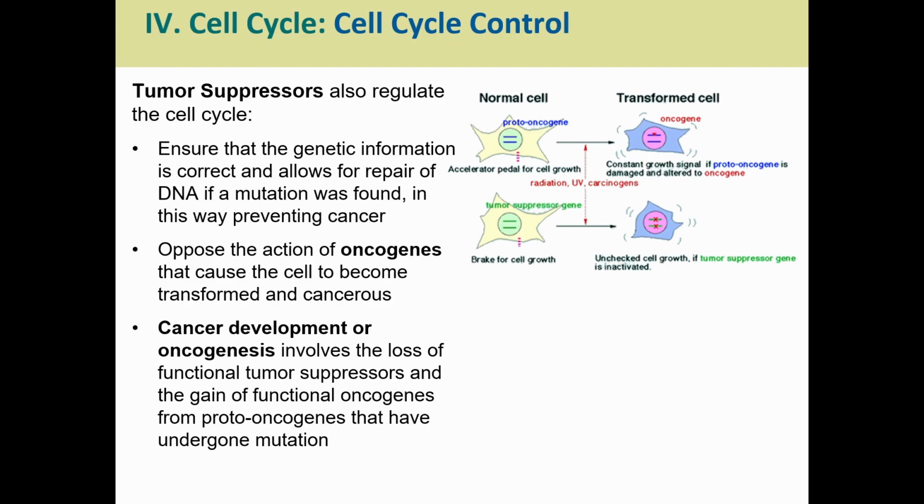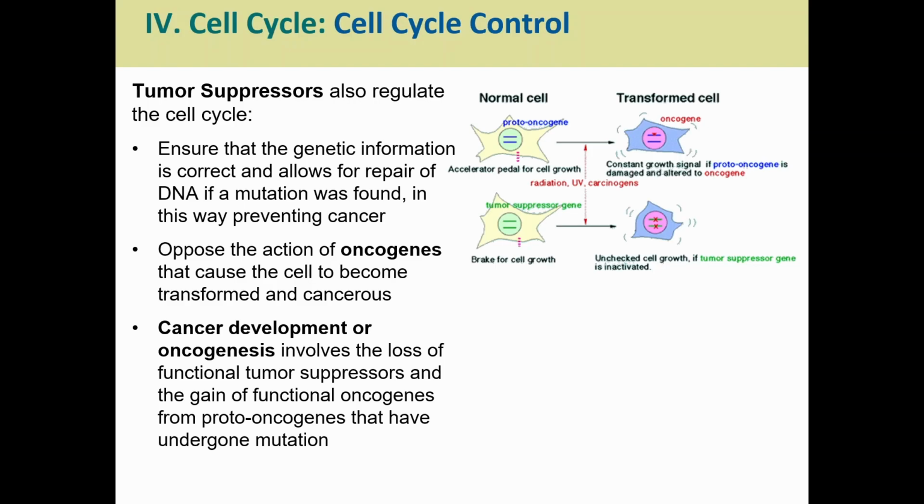So we have genes that will create things to either promote the cell cycle or slow it down. Tumor suppressor genes, tumor suppressor proteins, are going to help regulate the cell cycle by slowing things down. What they do in terms of slowing things down is they're going to stop to make sure that the genetic information is correct. They will call for repairs for DNA if there's a mutation found, and this can help prevent us from developing cancer.